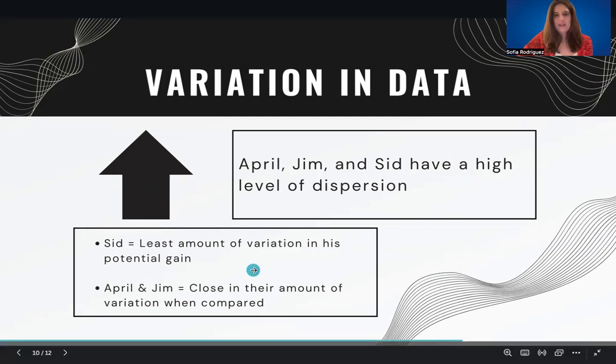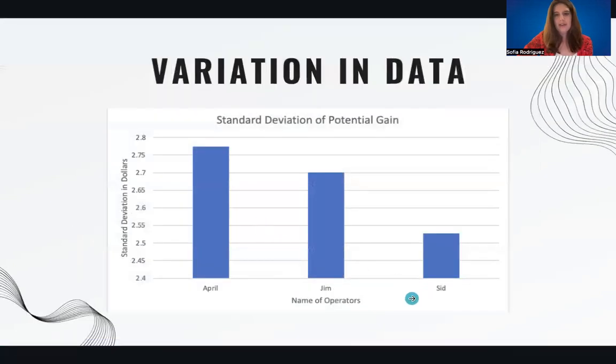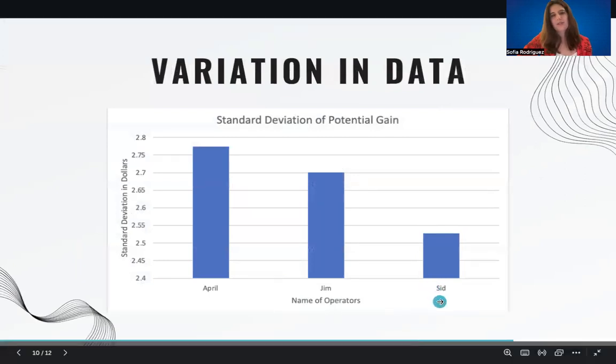We see here on this next slide, they all have variation. And even though Sid has the least amount of errors, he still has errors when processing logs, which shows variation in his data set.